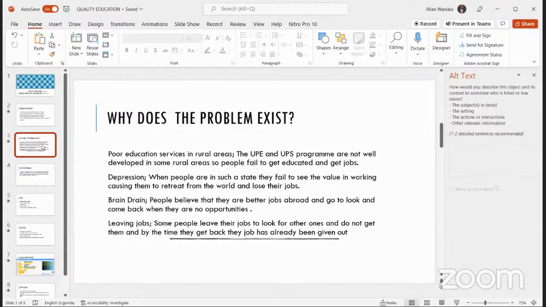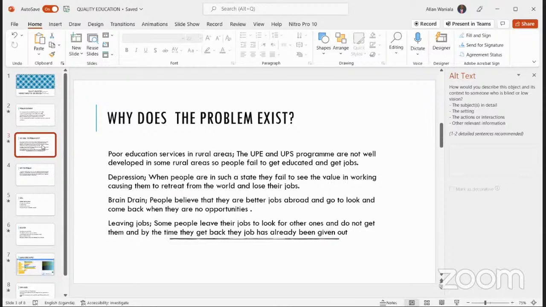The problem exists because of poor education services in rural areas. For example, the UPE and USE programs are not well developed in some rural areas, so people fail to get educated and get jobs. Depression: when people are in such a state, they fail to see the value in working, causing them to retreat from the world and lose their jobs.